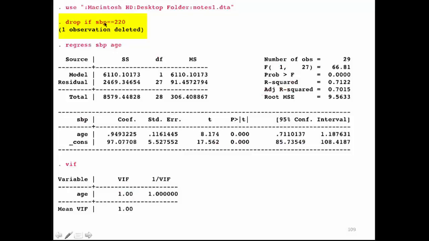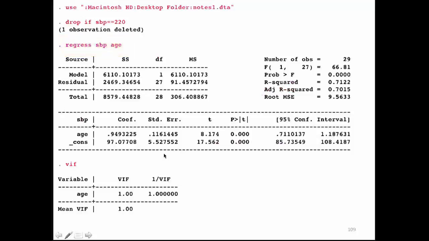So if the blood pressure is precisely equal to 220, drop the case. It finds that person whose blood pressure was 220, and if there were other people whose blood pressure was 220, they'd be dropped as well, but we know there's only one. It drops it, and tells us that it deleted one observation. And now I'm ready to run the straight line regression, so I say regress systolic blood pressure on age.